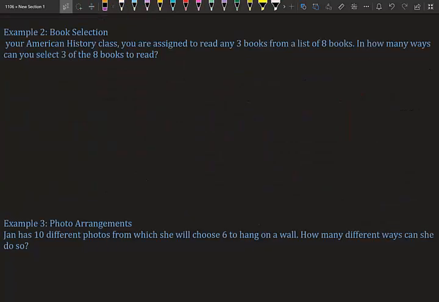In your American history class, you are assigned to read any 3 books from a list of 8 books. In how many ways can you select 3 of the 8 books to read? So here, does order matter or not? If I select a book, does it matter what next book I select? No, right? It's just going to be 3 of the 8 books. I don't care about the order. I'm just reading them. So we know that this is a combination. So for combination, we use the formula nCr equals n factorial over n minus r factorial times r factorial.